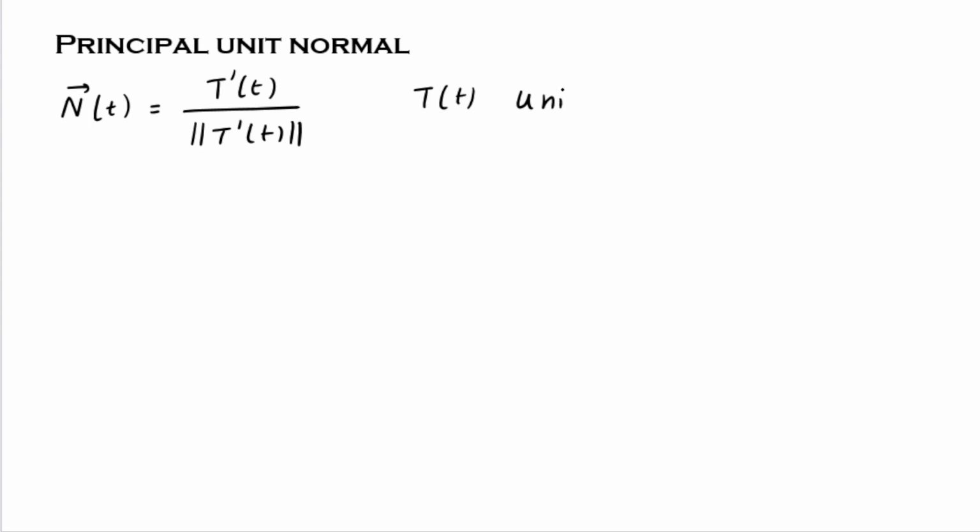Given a parametric equation r of t, the principal unit normal vector is defined as T prime of t divided by the norm of T prime. Here T is the unit tangent vector. Let us look at an example.